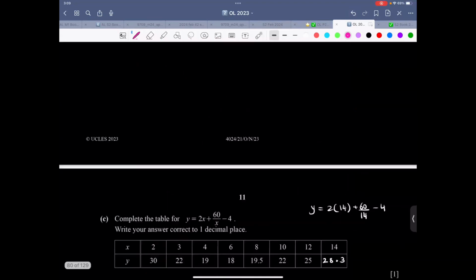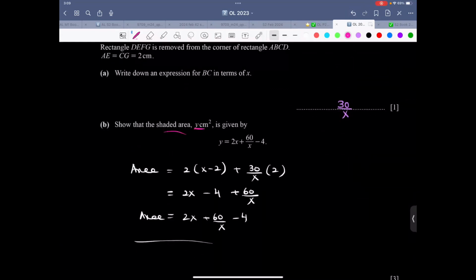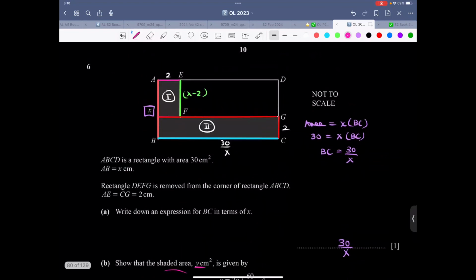Now, by the way, what is y? Y is the shaded area. So this is y equals to this, y equals to this, y equals to this. And what is x? X is the dimension. Now, AB is x. So AB, the whole thing is x.